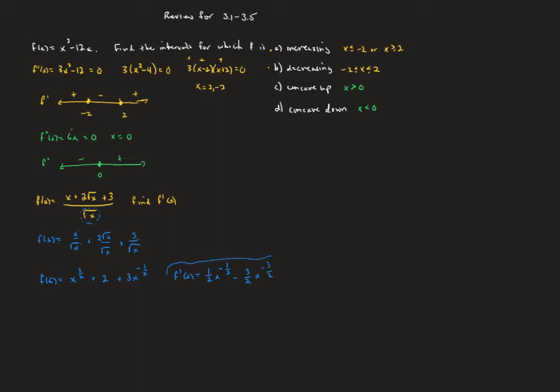This would be fine. You can leave it like that. If you feel like flaunting your knowledge of these exponents, I'm going to put "or" here. Or you could write that as 1 over 2 square root of x minus 3 over 2 times the square root of x cubed. So that's an alternative version of that derivative.